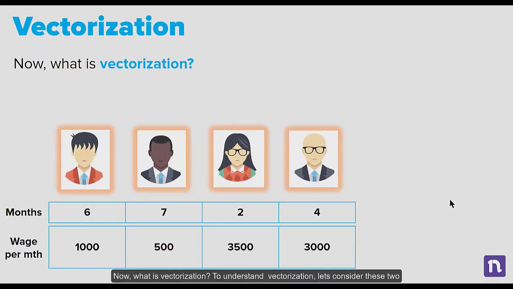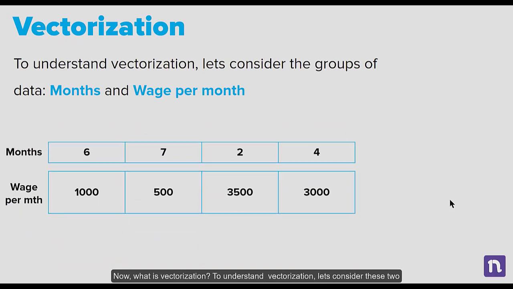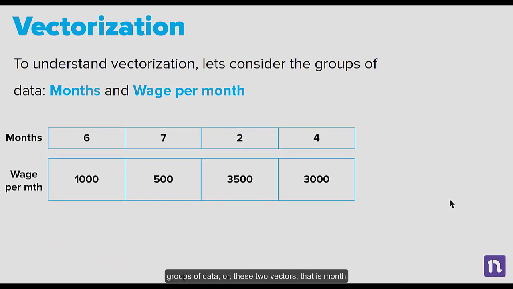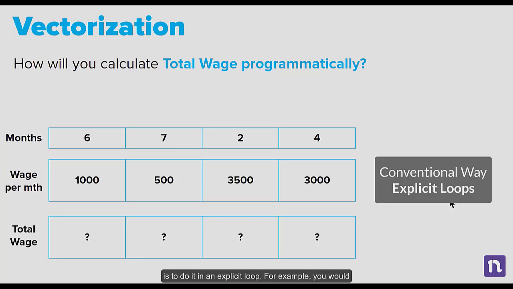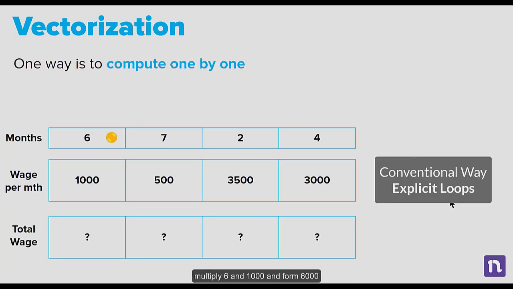Now, what is vectorization? To understand vectorization, let's consider these two groups of data or these two vectors, that is months and wages per month. Now, I want to compute the total wage of each employee. The typical programmatic way of computing this is to do it in an explicit loop. For example, you would multiply 6 and 1000 to form 6000, 7 and 500 to form 3500, and so on, explicitly.